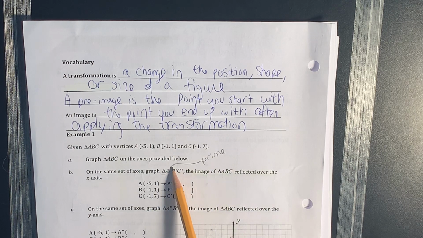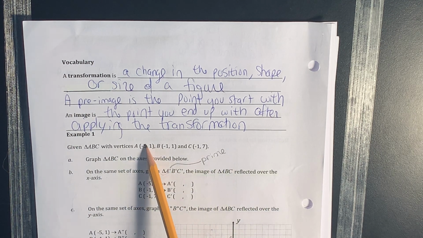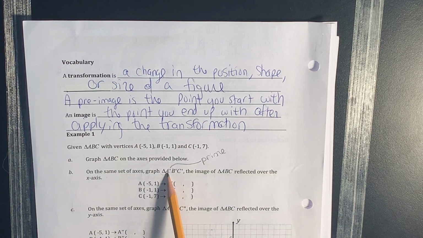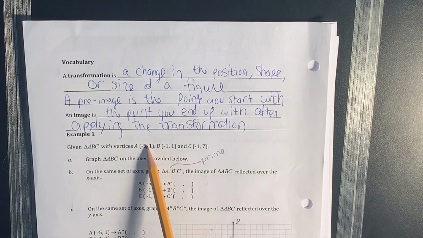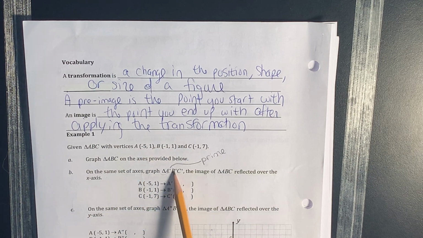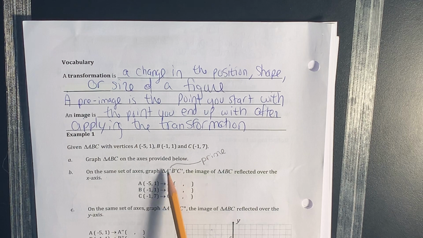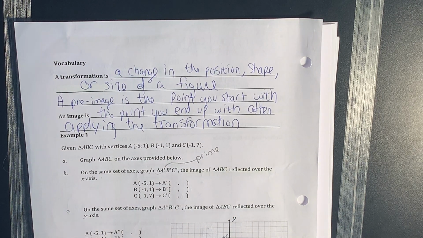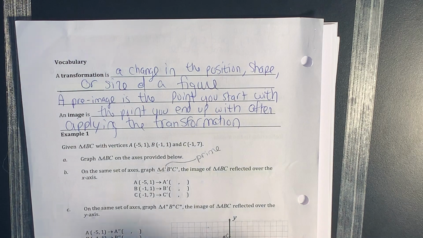This is what we're going to call our image point of A after we reflect in the x-axis. So after we reflect this, we can no longer call it A. We're going to call it A prime, our image point. It's what you end up with after you apply the reflection. The image of triangle ABC reflected over the x-axis. So you have two ways to do this. We're reflecting over the x-axis.